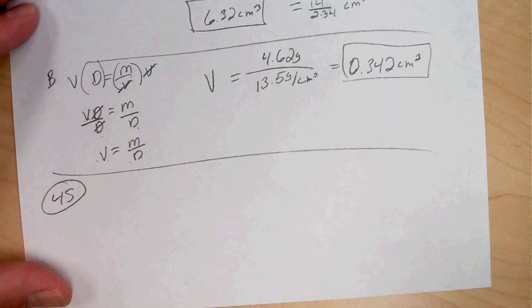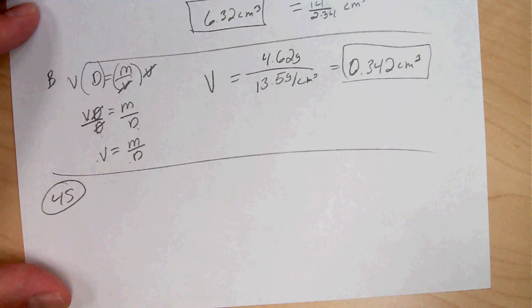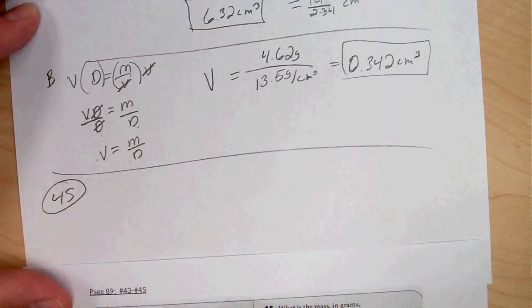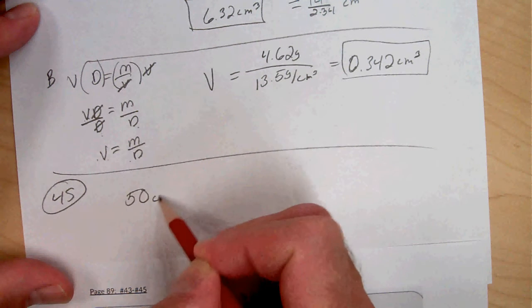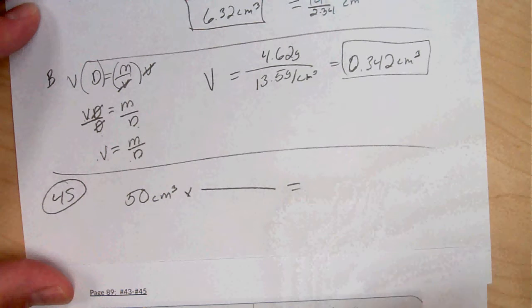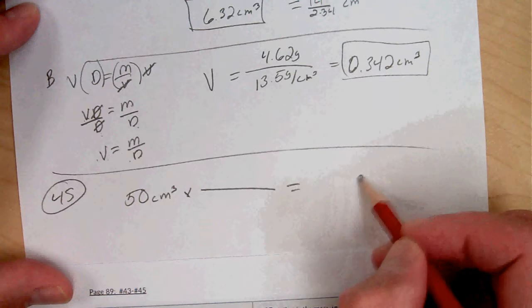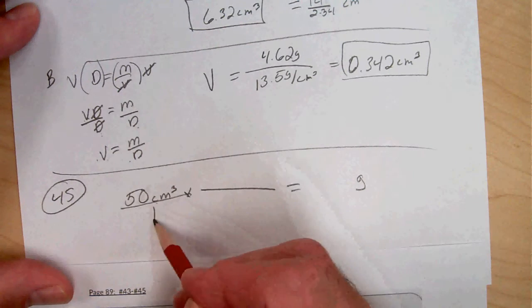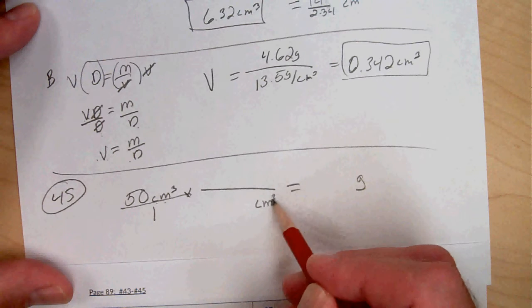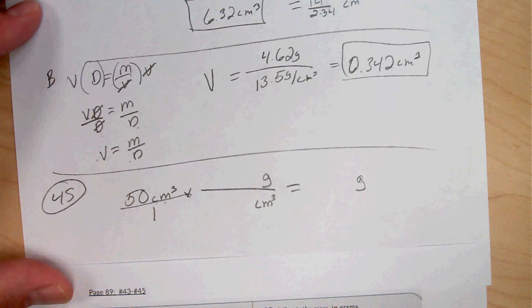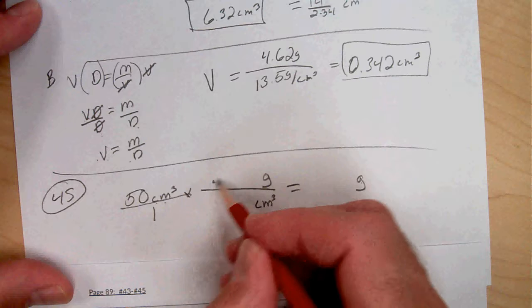What is the mass in grams of a sample of cough syrup that has a volume of 50 cubic centimeters? So we're given 50 cubic centimeters, and we're going to multiply by a conversion factor, and we're going to find what is the mass in grams. Okay, so that means cubic centimeters needs to go down here, grams needs to go up there, and the density is 0.950 grams per cubic centimeter.